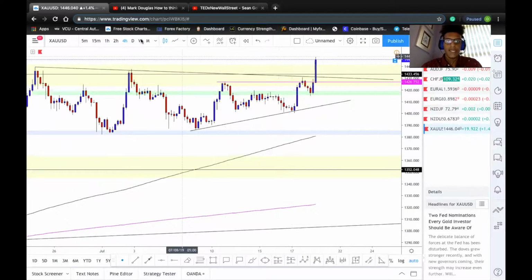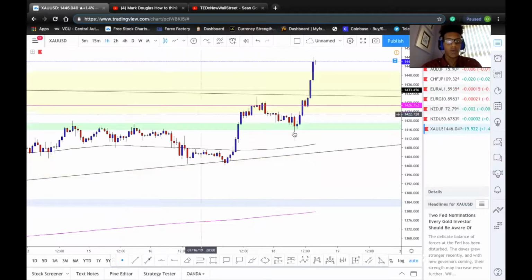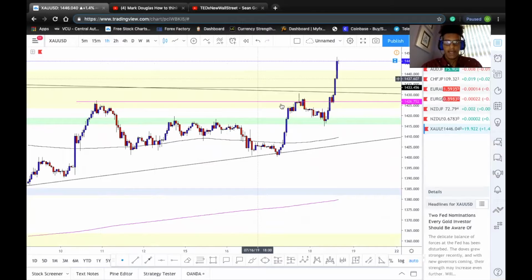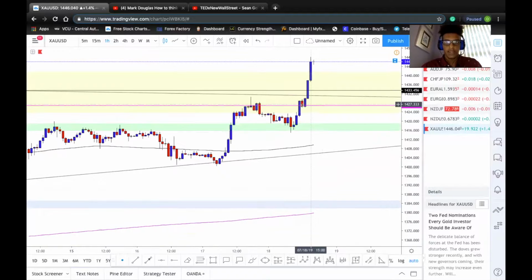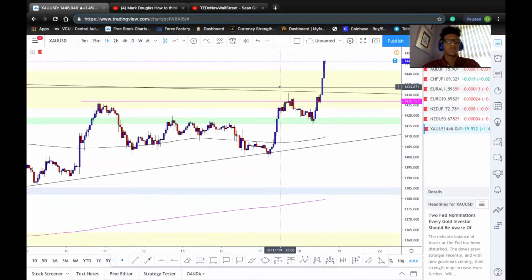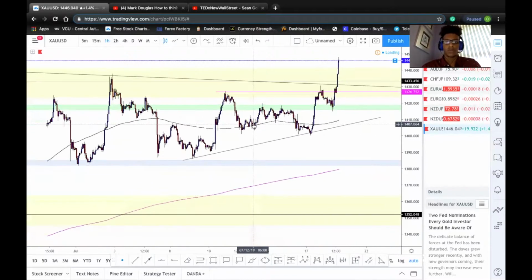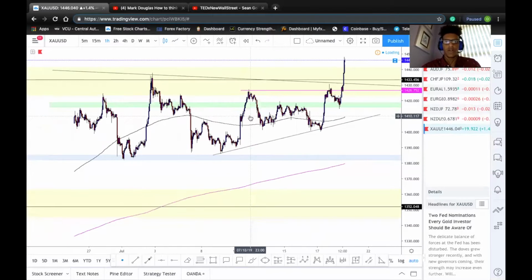Scaling down to the 1-hour, you guys can see we had a break, retest of these highs, and price did end up holding after about 2 hours. We engulfed the last candle, and you guys can see price shot up, I believe almost, I don't know, 300 pips from our initial entry.